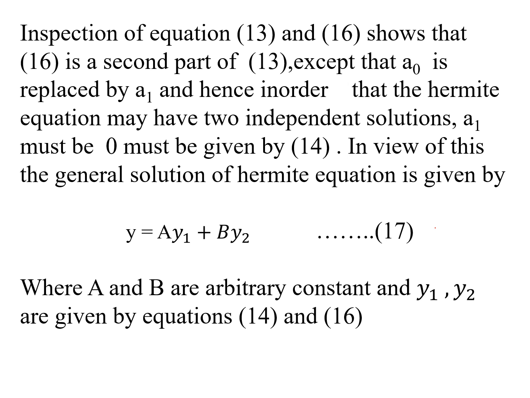Therefore, inspection of 13 and 16 shows that 16 is a part of the second part of 13 except that a0 is replaced by a1, and hence in order that the Hermite equation will have two independent solutions, a1 must be 0, as in equation 14. In view of this, the general solution of the Hermite equation is given by y is equal to a y1 plus b y2. This is equation 17, where a and b are arbitrary constants and y1, y2 are given by equations 14 and 16.